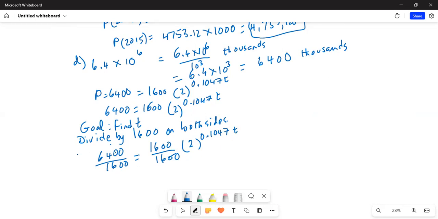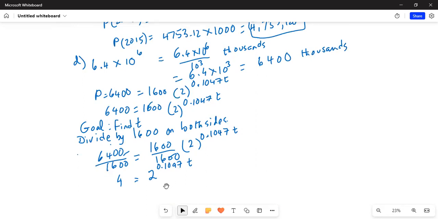Okay, so let's do it. 6400 divided by 16 is 4. So 4 is equal to, this 1600 cancels, 2 exponent 0.1047t. So basically my goal is to solve for t.